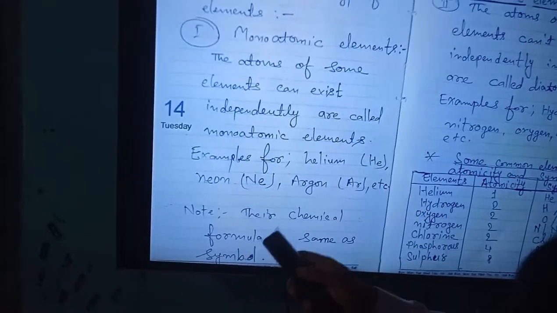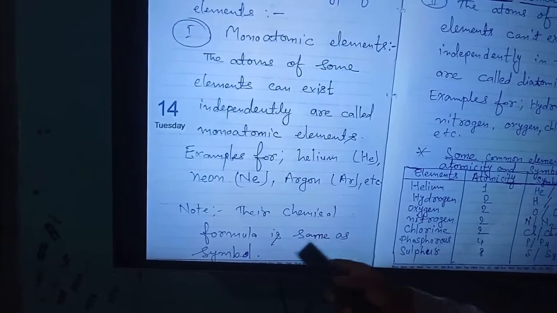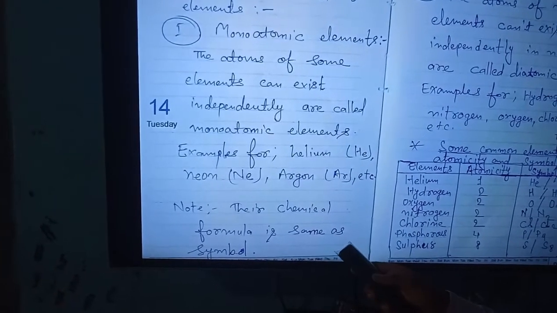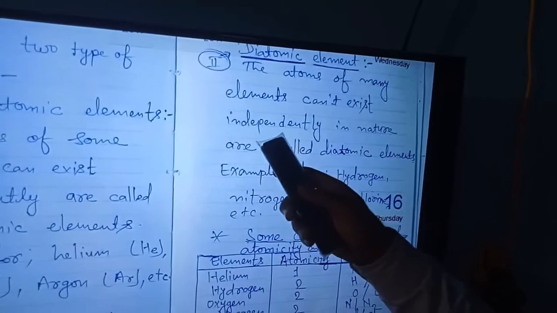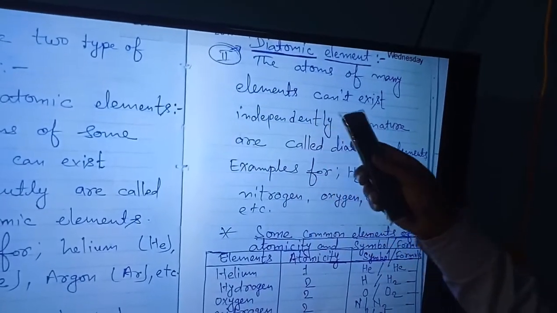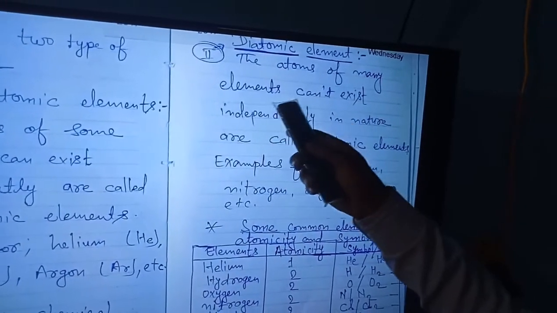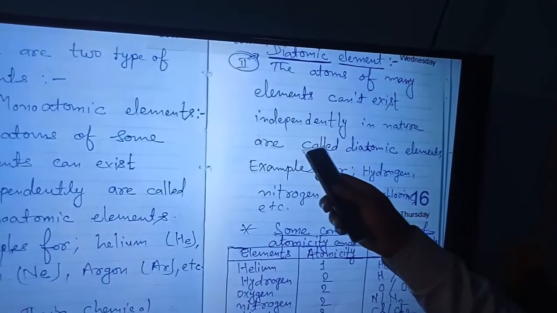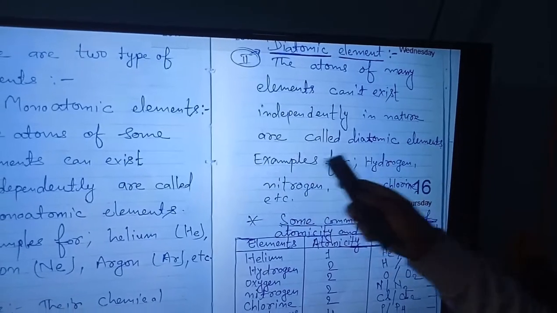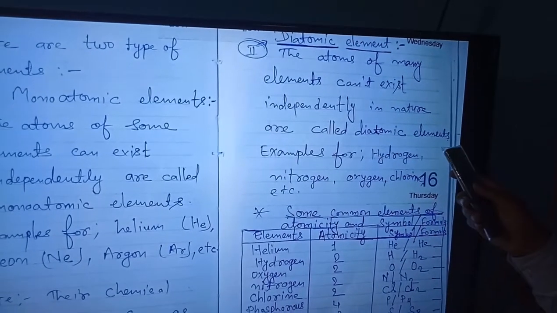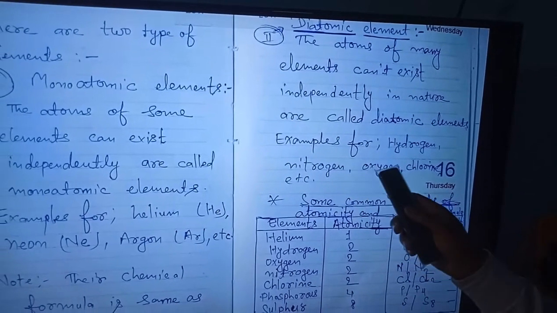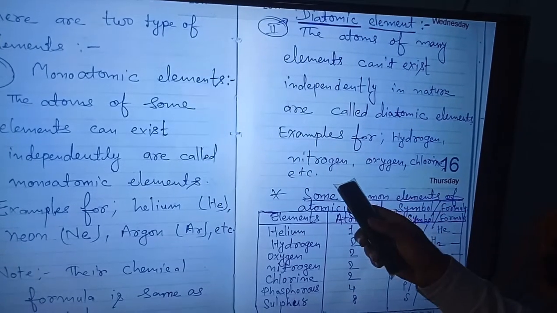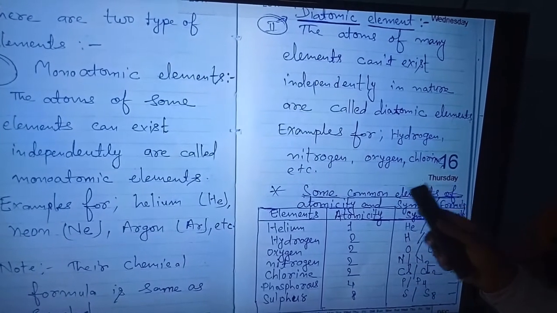Note, their chemical formula is the same as the symbol. But in the second condition, diatomic elements. The atoms of many elements cannot exist independently in nature and are called diatomic elements. Example: hydrogen, nitrogen, oxygen, chlorine, etc.